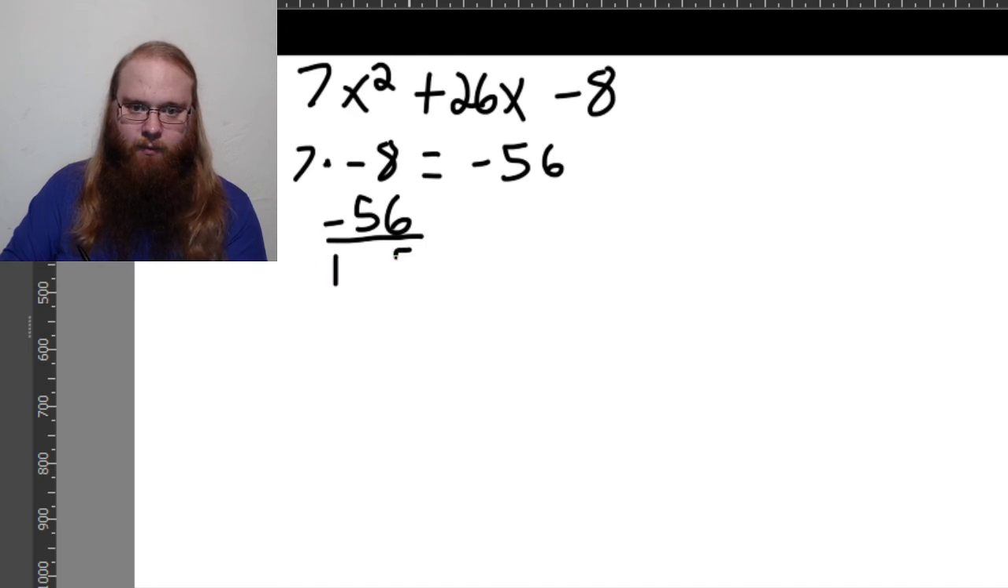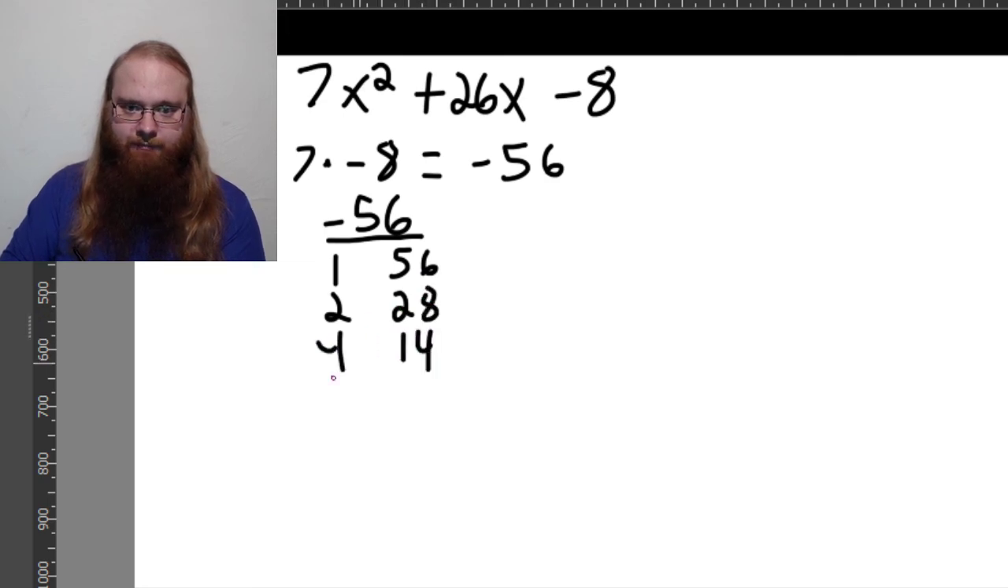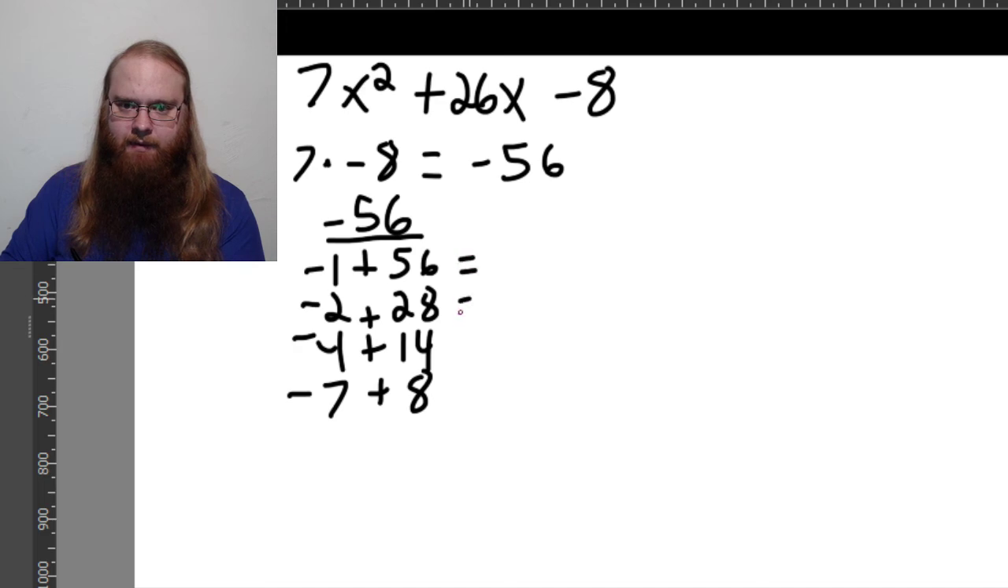So we're going to have 1 and 56, 2 and 28, 4 and 14, and 7 and 8. Again, our smaller factor is negative, and our greater factor is positive, and we're looking to try to get a 26 out of this. So we're going to get a 55, we're going to get a 26, we're going to get a 10, and we're going to get a 1. So the only one we care about is the 26.